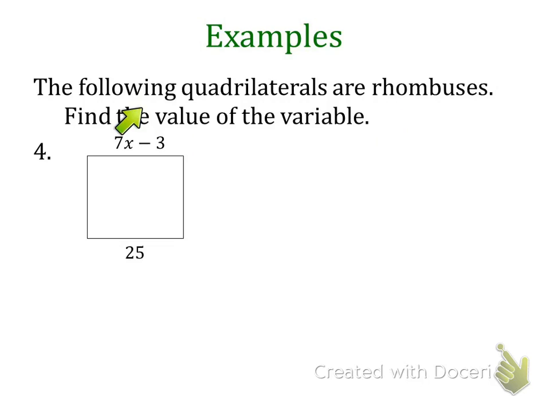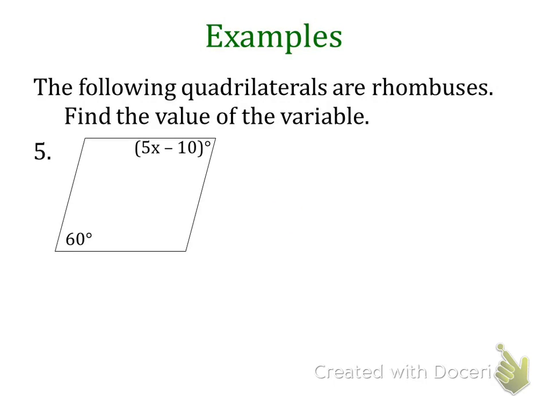So we've got rhombuses. We're going to find the value of the variables, 7x minus 3 and 25. So if you're across from each other, you're the same. All four sides are congruent. So 7x minus 3 equals 25. And solve.